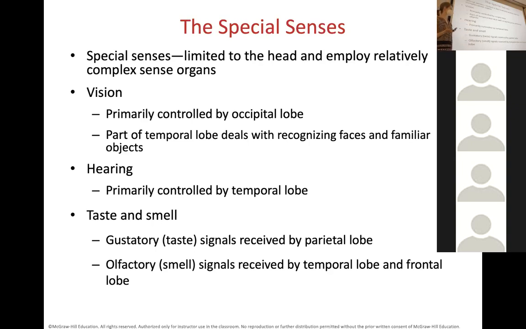Hearing is mostly controlled by the temporal lobe, which makes sense because that's where your ears are. And taste and smell are closely related to each other, so we kind of group them together. Gustatory or taste signals are processed by the parietal lobe, which, the parietal bones are the main bones on the sides of your head. So parietal lobes are under there. And then any olfactory signals are processed by the temporal lobes, as well as the frontal lobe, so in the front of your head.